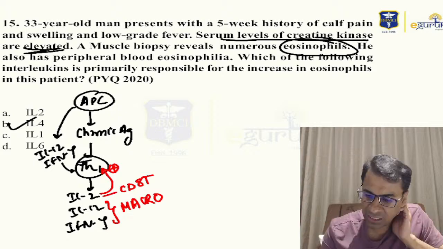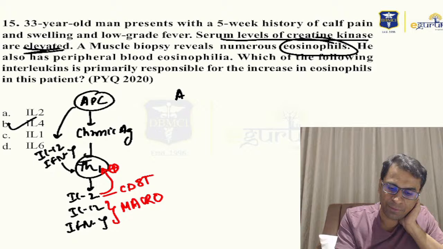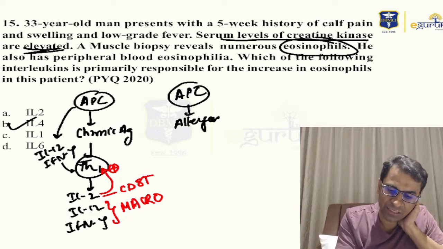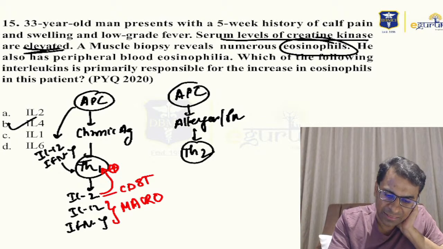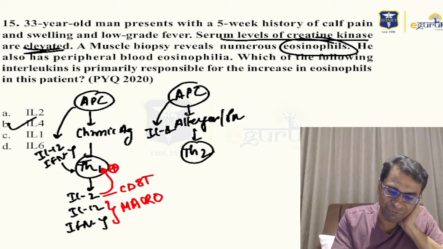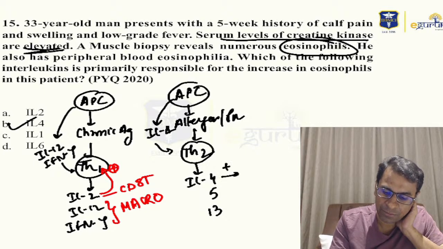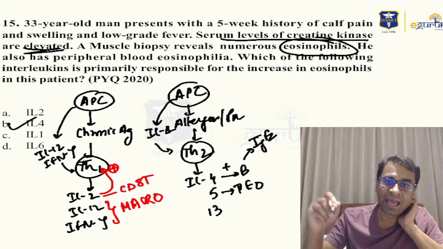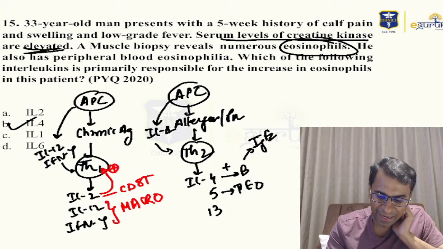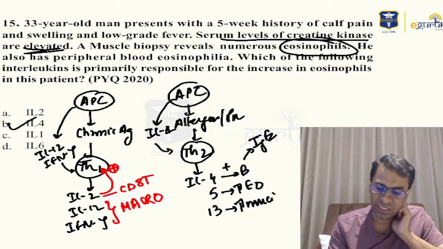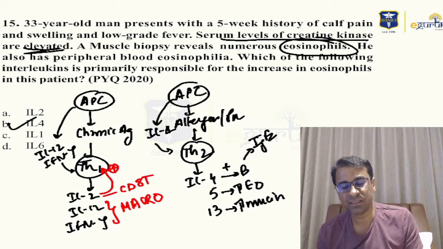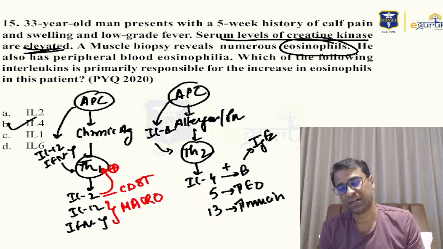If the question is Th2, then remember the APC presenting an allergen or a parasite to Th2 cells. In this case, the APC releasing IL-4 will activate Th2. The Th2 will now release IL-4, IL-5, IL-13. IL-4 will activate B cells to release IgE. IL-5 will increase eosinophils, as was asked in this question. And IL-13 will increase mucin production. So do I need to remember all cytokines? Yes, beta, you have to remember every cytokine asked here.